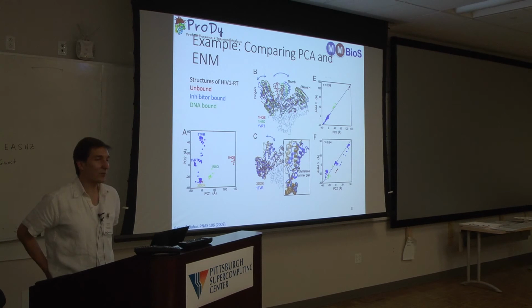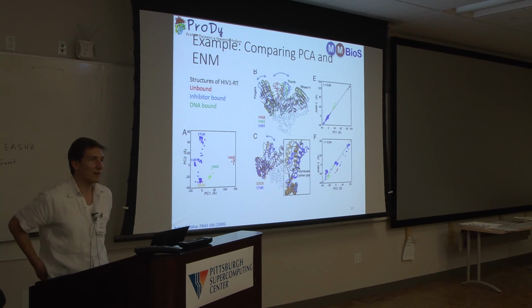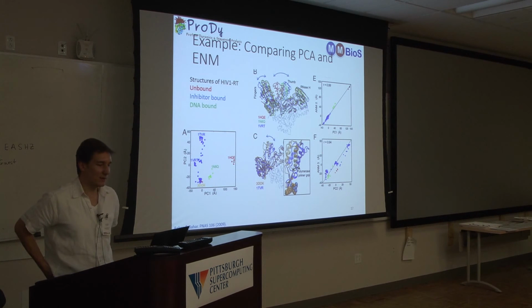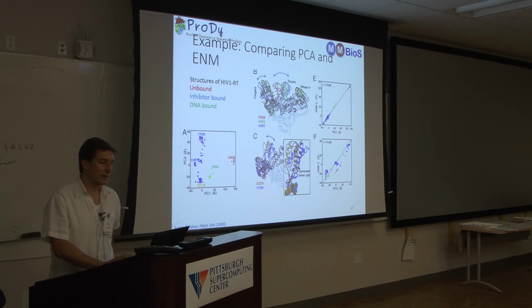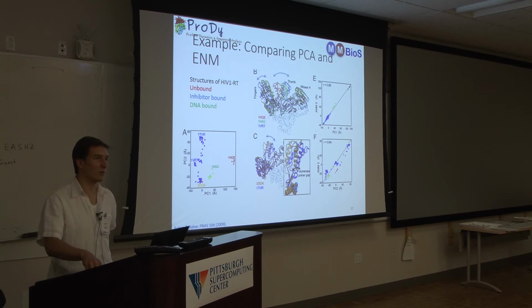Yeah, but if you only have one structure, then you can get a good idea of how it's going to move based on using an elastic network model. And this is what something like this is showing. When we do have an ensemble of structures, then that ensemble agrees with the elastic network models. But there are many proteins for which we only have one structure.